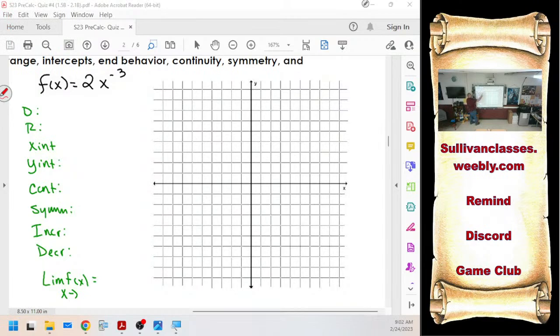Okay, so like Maddie's saying, remember that negative 3 meant it went downstairs like this? If that helps you to know what the function looks like, go ahead and do it. But what does it look like?